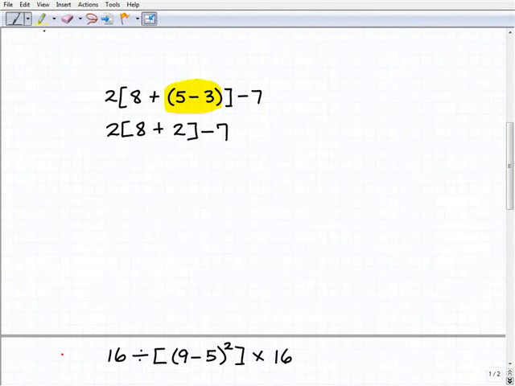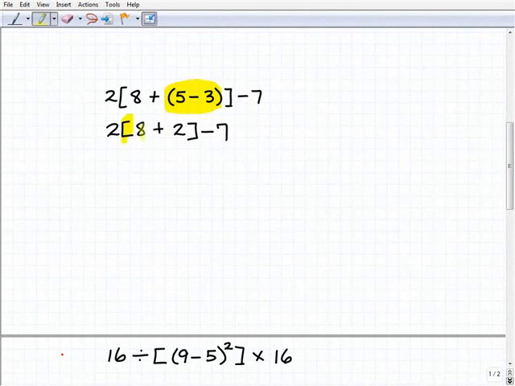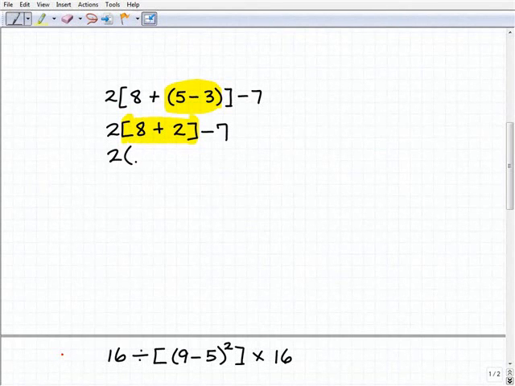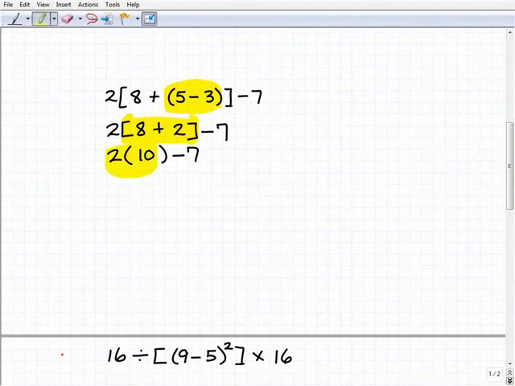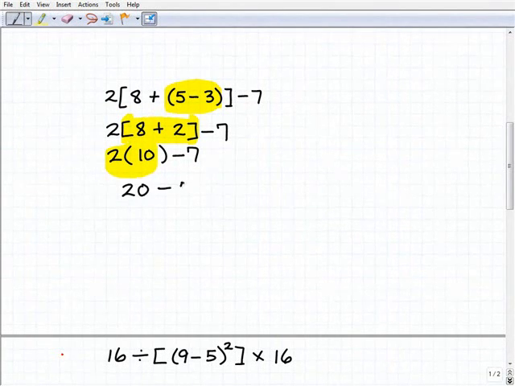Now I'm looking for any more grouping symbols or parentheses, and I have them. These brackets are the same as parentheses. They mean the same thing in mathematics. So I'm going to work on what's inside of those brackets. And I have 2 times 10, 8 plus 2 is 10, minus 7. Right here, this is multiplication, and then of course I have subtraction. And we know, according to PEMDAS, that multiplication comes first. So now I have 20 minus 7, and of course that is 13.